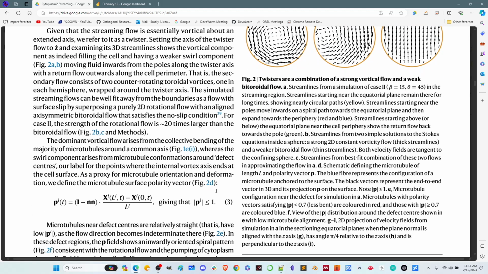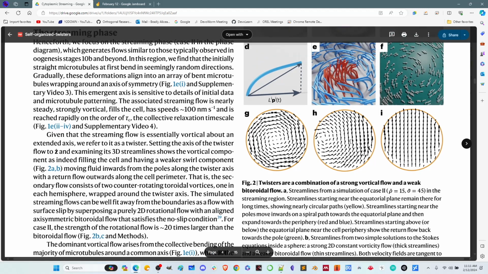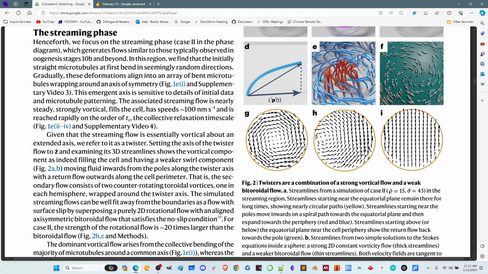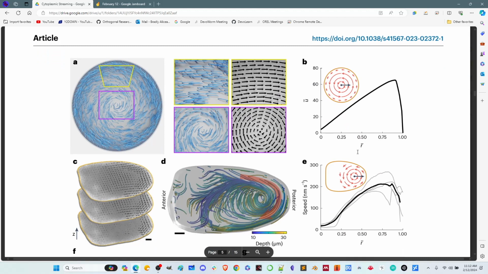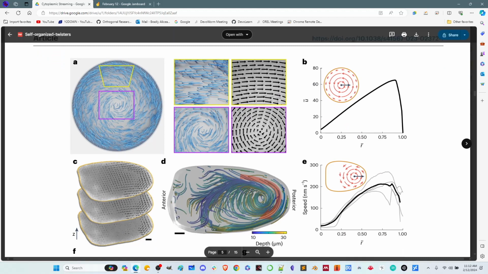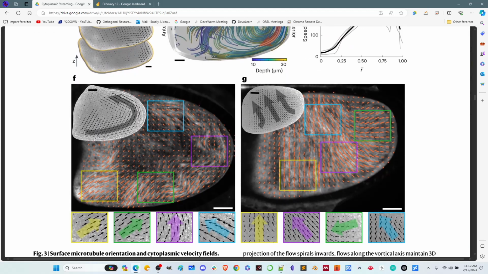So this is just talking about the different aspects of the flow dynamics. And twisters are a combination of a strong vortical flow and a weak bitoroidal flow, as you can see here. You get these strong vortical flows here, and then bitoroidal flows, which are the hemispheres. So they do some live imaging of cytoplasmic flows. Again, here's some more modeling where they show some of the dynamics of these different regimes of the flow. And then here's where I think they do some live imaging. So they're actually showing the orientation in the oocyte.